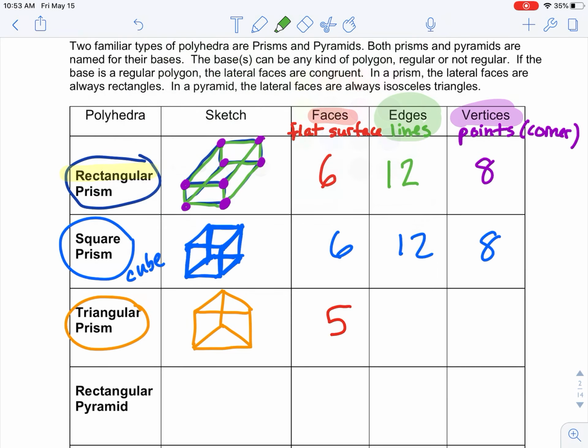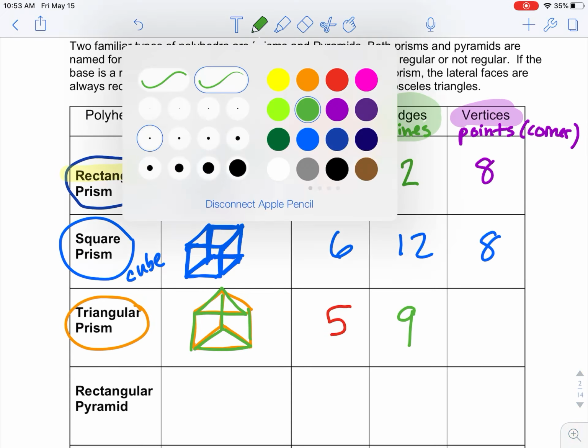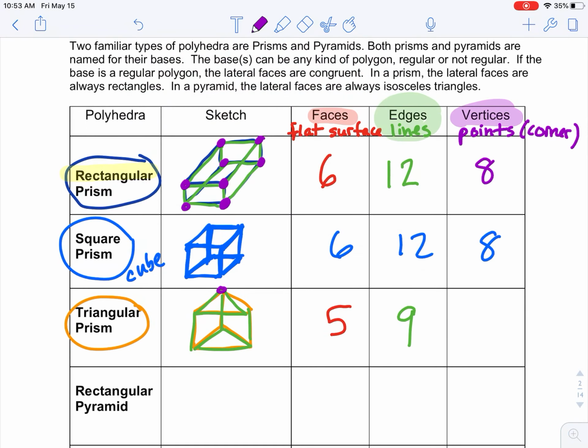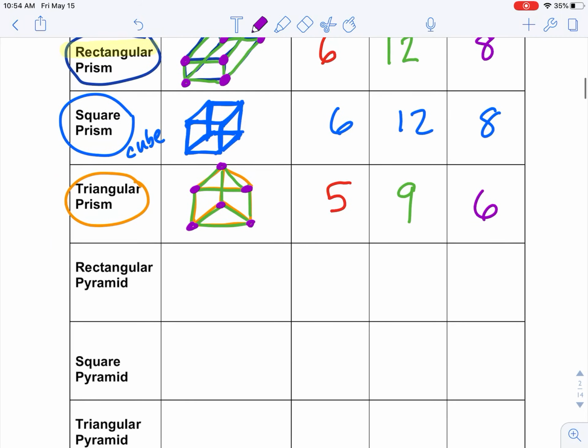So let's go to our lines. 1, 2, 3, 4, 5, 6, 7, 8, 9. And vertices are points. So 1, 2, 3, 4, 5, 6, where everything connects. Okay? All right, let's move on to pyramids.